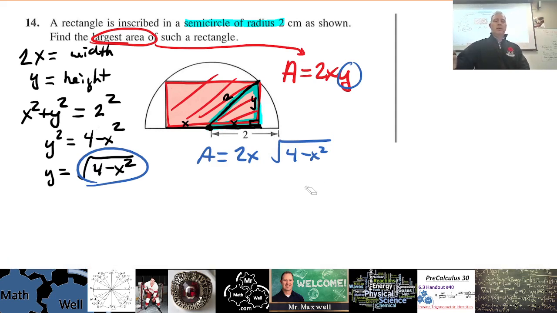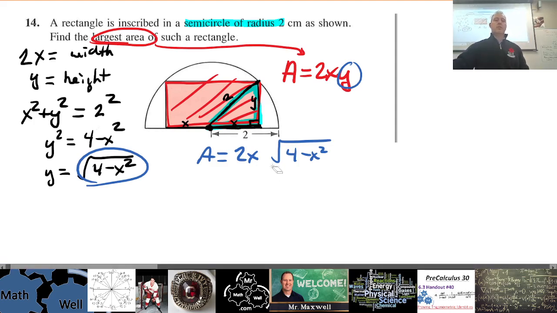All right. Now, you've got to be careful with this. This is going to be product rule.